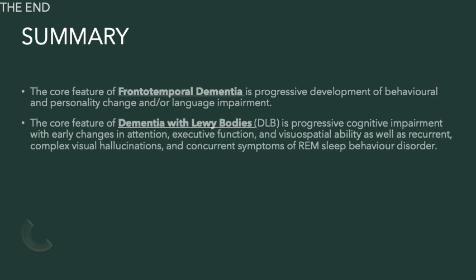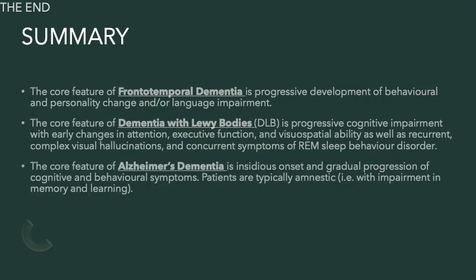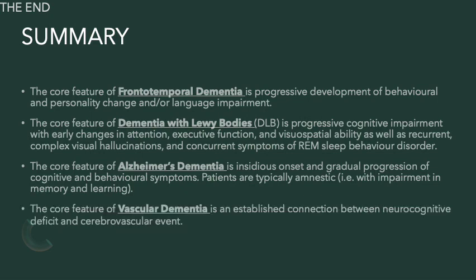Core feature of dementia with Lewy bodies is progressive cognitive impairment with early changes in attention, executive function, and visual spatial ability, as well as recurrent complex visual hallucinations and concurrent symptoms of REM sleep behavior disorder. Core feature of Alzheimer's dementia is insidious onset and gradual progression of cognition and behavioral symptoms. Patients are typically amnestic, that is, with impairment in learning and memory.